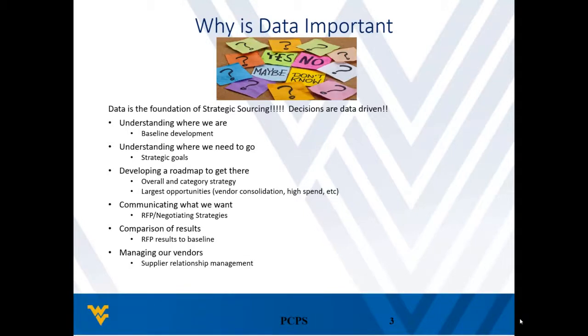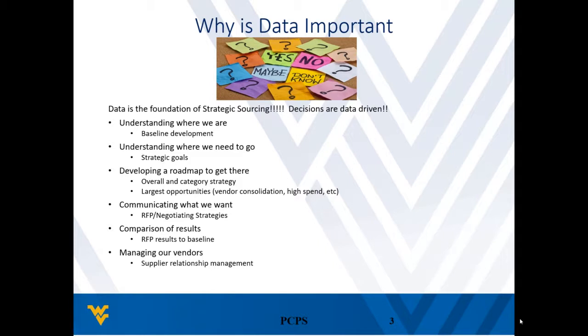Communicating what we want. So when we prepare a request for proposal or an RFP, it's incumbent upon us to tell potential vendors exactly what we want. The more exact and precise we can be with what we give them, the better pricing they can give us back, right? So we try to take out all questions, all areas where they might have to make an assumption and take a risk, because when they take a risk, our price goes up. And it also helps in negotiating strategies when we're sitting across the table from a vendor.